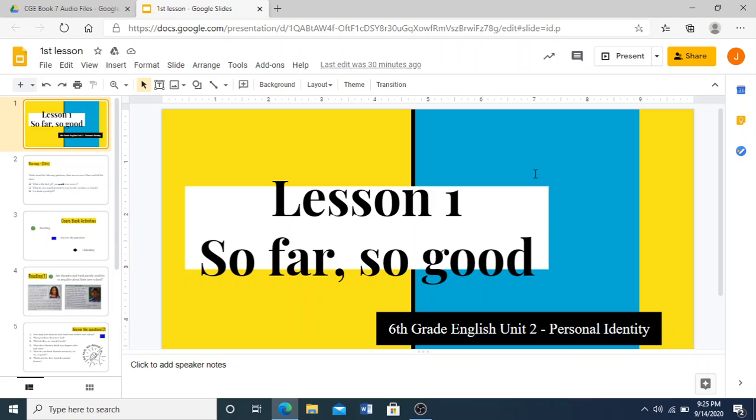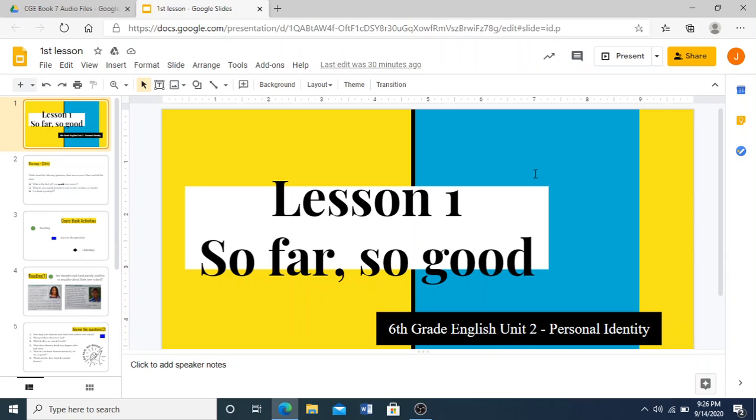We've done unit 1, which was about saying hellos and meeting and greeting. We are going to start unit 2 today, but we have to set a time in which we are going to write our unit test. Well, we are going to start unit 2, which is titled Personal Identity.